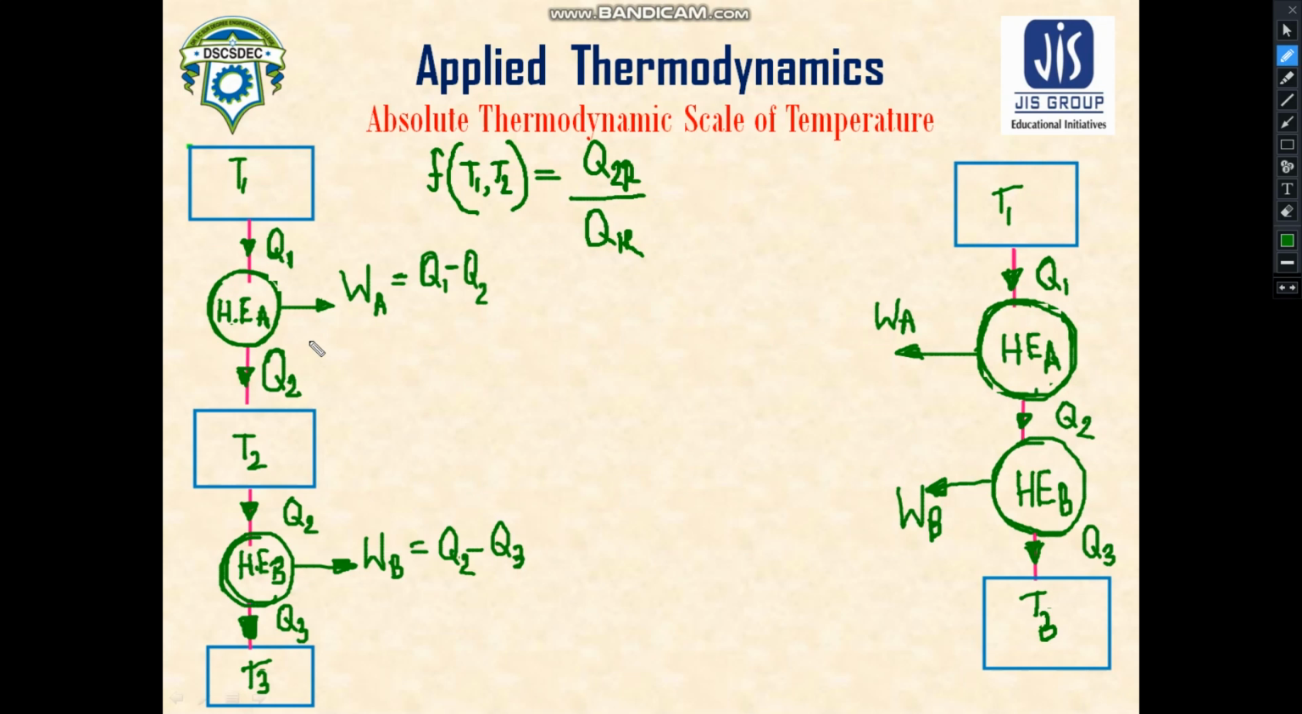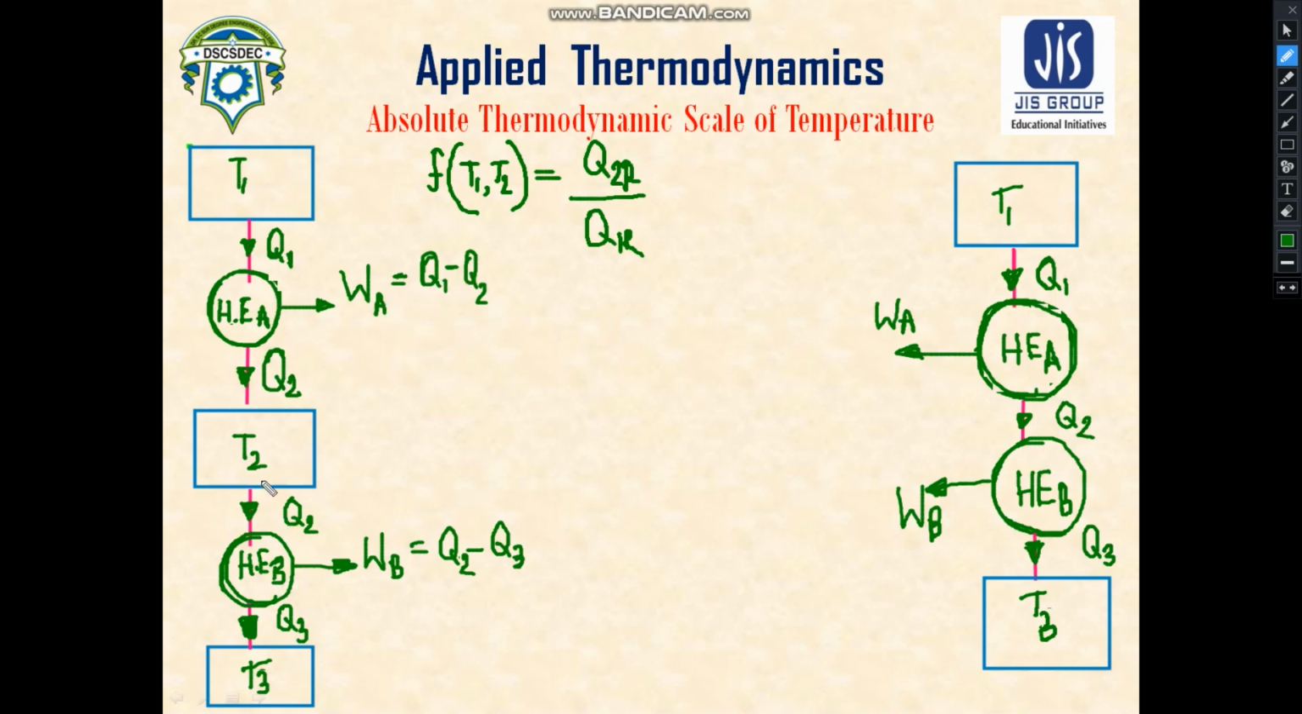So here we have taken two different reversible heat engines and they are operating in a series. The first one, the reversible engine A, is receiving heat from this source at temperature T1. The heat which it is receiving is Q1, and it is rejecting heat Q2 to the sink, which has a constant temperature of T2. Now it is producing work WA, which can be calculated from the energy conservation principle as WA equal to Q1 minus Q2.